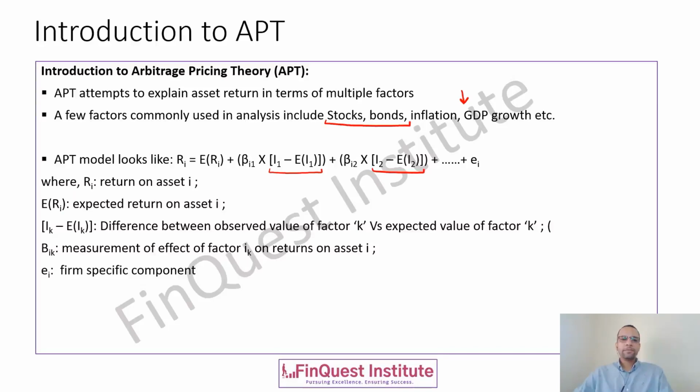The term beta ik, this gives the idea of how sensitive our portfolio returns are to a specific factor, because we have listed a few factors here. We have stocks, bond, inflation, GDP, etc. Now, each of these factors are going to impact our asset return in a certain way. Now, the impact may not be the same because each of these risk factors are unique and they'll have a certain specific impact. So, to understand how much would be the impact, we require some measure of sensitivity. So, that helps us understand how sensitive we are to a certain change in a certain underlying risk factor.